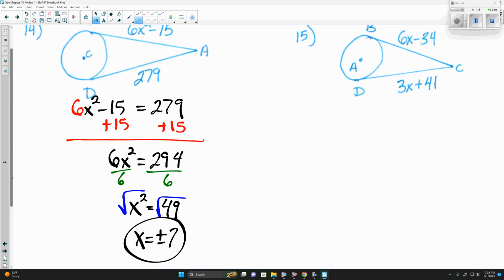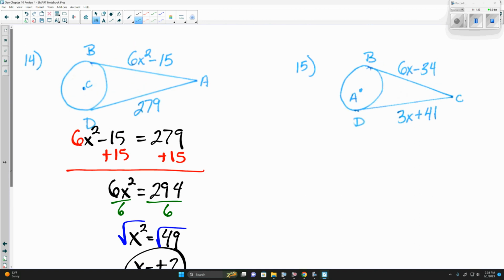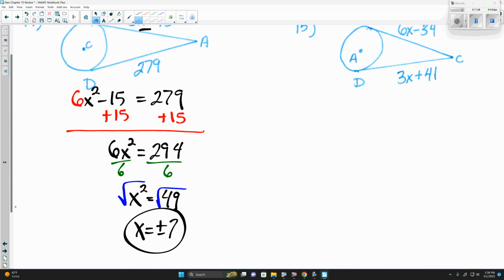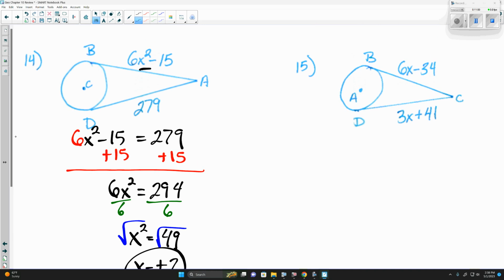Because 7 times 7 is 49. What's negative 7 times negative 7? We're looking for a number times itself that gives us 49, and positive 7 or negative 7 works. If we look back at the original problem, the x is being squared, so both of them do work. If it had just been x, then there's a chance that one of them will not. Any other questions on this here? Any questions on number 15? Okay.